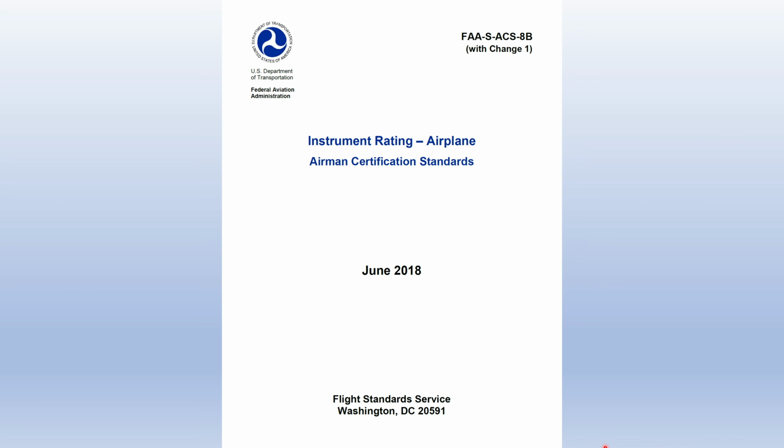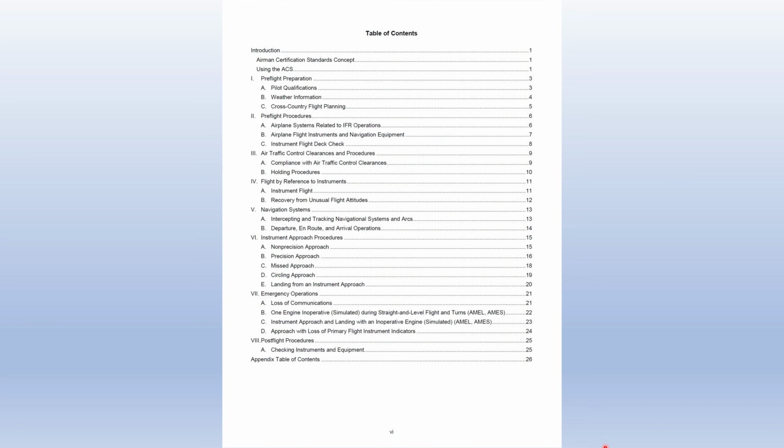Like all check rides, the instrument ride is conducted using the Airman Certification Standards, or ACS, for the instrument airplane rating. The ACS serves as a guide for both applicants and examiners as to how the ride will be conducted and the standards that must be met to pass the exam. The ACS is divided into several areas of operations designated with Roman numerals, and each of these areas of operations is subdivided into several tasks designated with letters. Some areas of operations or tasks may not be applicable to the certificate or rating you're taking your ride for, so those will be omitted.